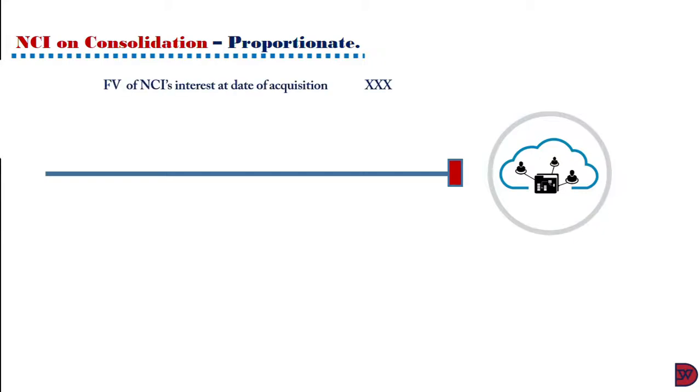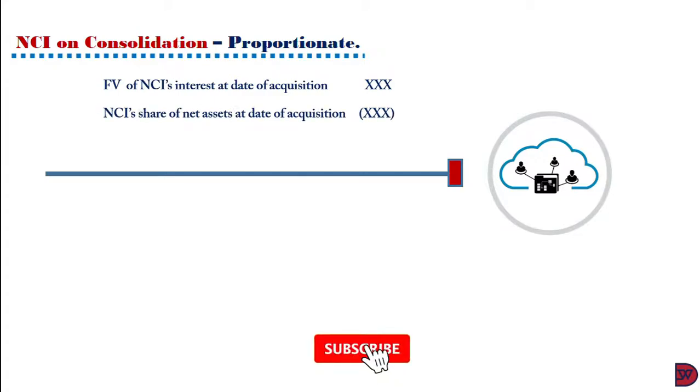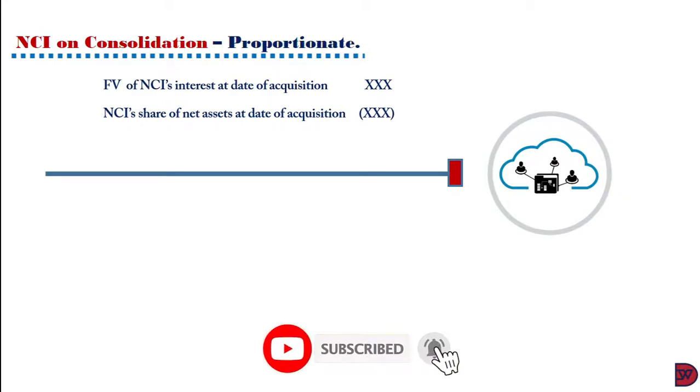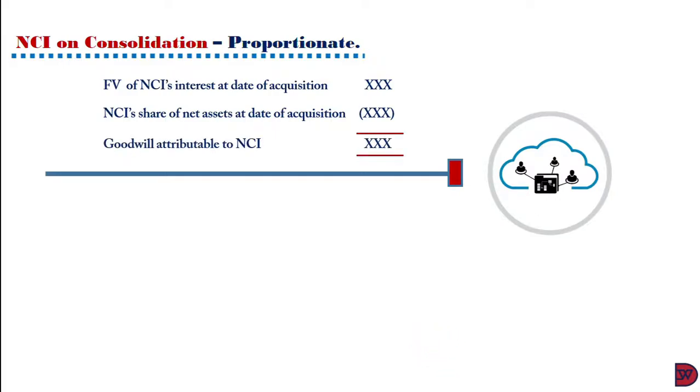So you first start by bringing the non-controlling interest, the cost of investment here, then their share in the net assets at acquisition, which will be the percentage holding multiplied by the subsidiary's total net assets at acquisition. The difference will give you the goodwill, which is supposed to be attributed to the non-controlling interest. After that, you proceed to calculate their value.